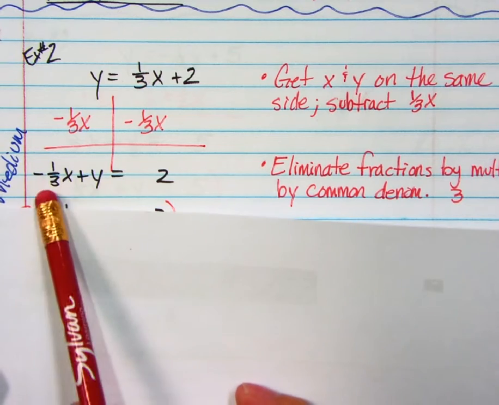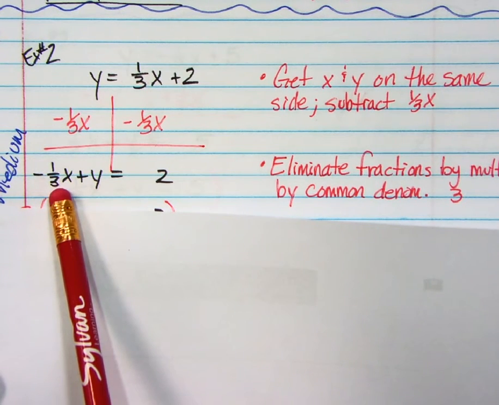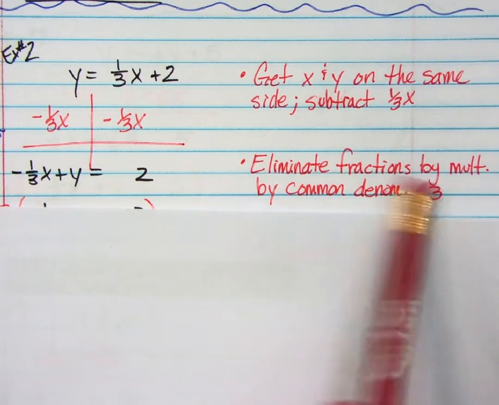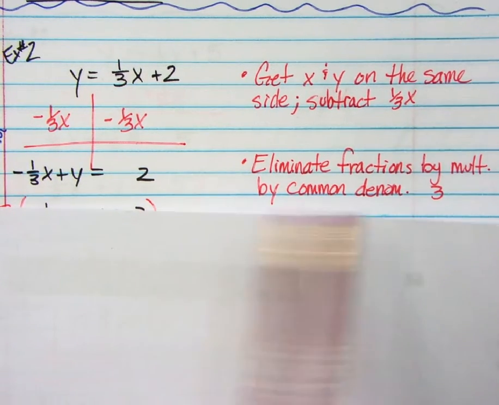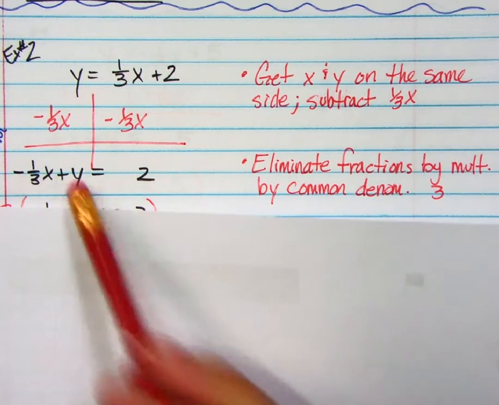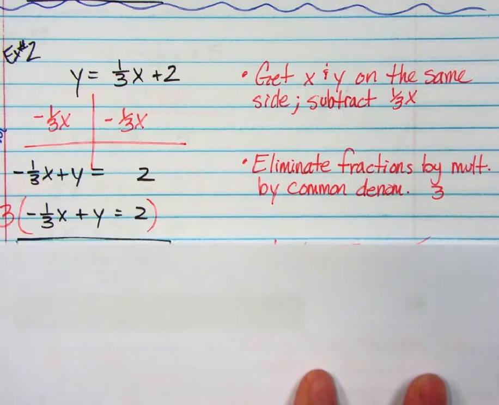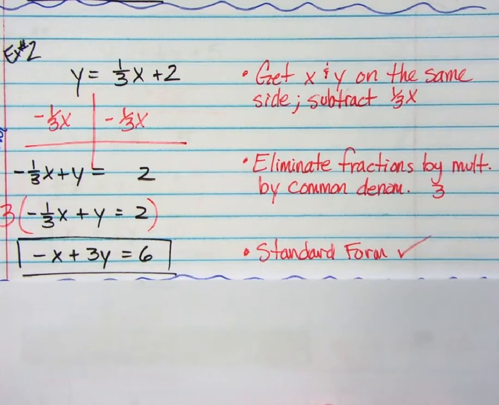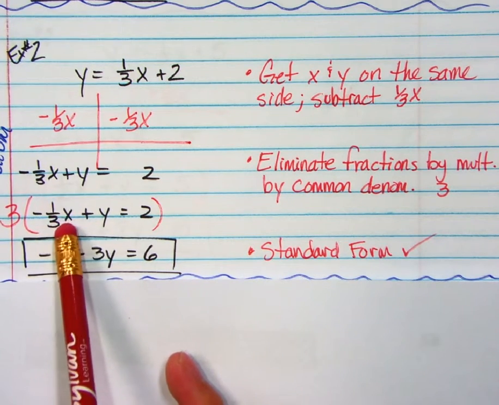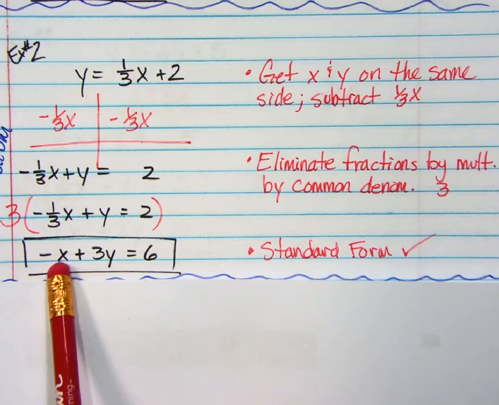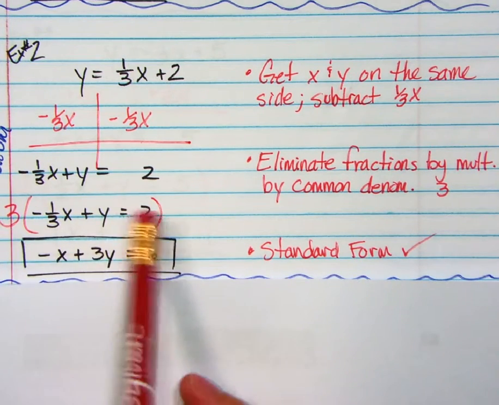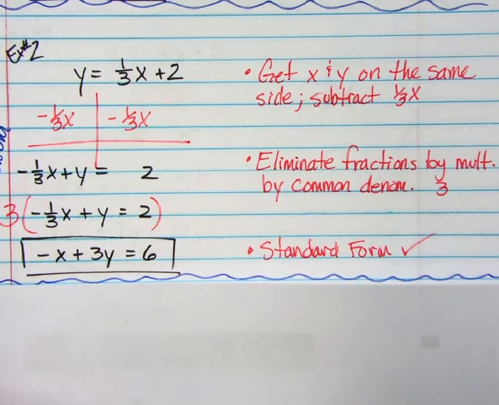But remember, I don't want to have any fractions as part of a standard form. So what I need to do is eliminate the fractions by multiplying by the common denominator, which in this case, the denominators are 3, 1, and 1. We don't see them, but there's 1s underneath these here. So if I multiply everything by 3, kind of fraction busting, this is what happens. This 3 times -1 over 3 turns into just -1. 3 times y is 3y, and 3 times 2 is 6. I'm distributing that 3 to all 3 terms, and that's standard form.